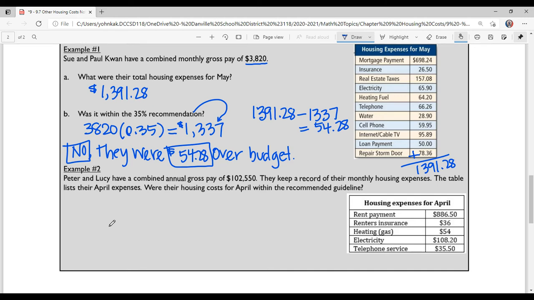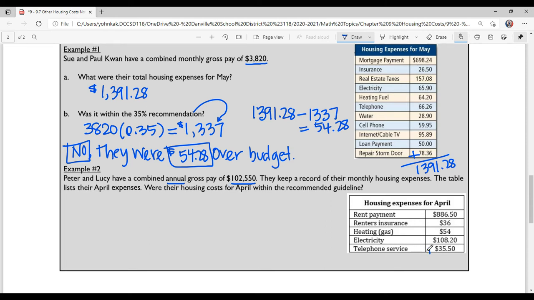Okay, number two. Peter and Lucy have a combined annual gross pay of $102,550. They keep a record of their monthly housing expenses. The table lists their April expenses. Were their housing costs for April within the recommended guideline?